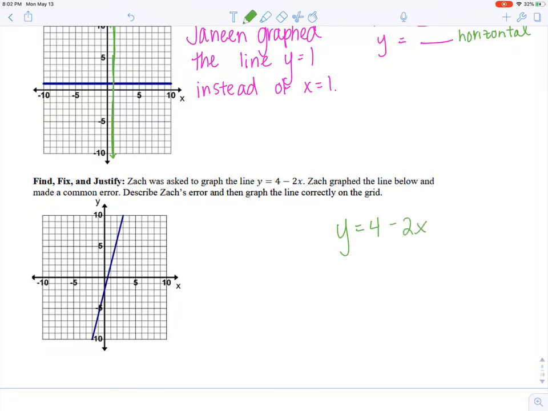So we know that our slope is always attached to the x. It's always the coefficient to x. So our slope in this equation is -2. Our y-intercept is 4.